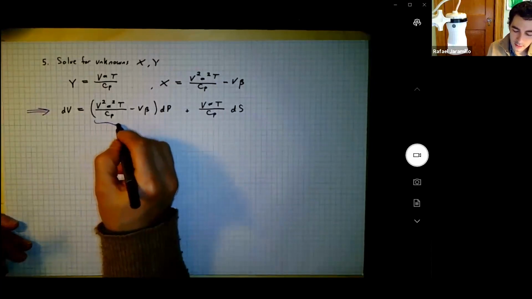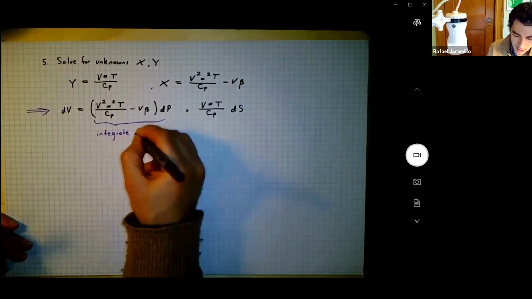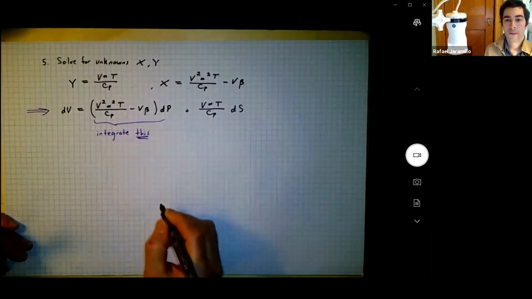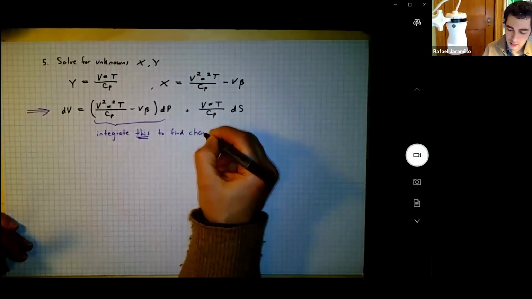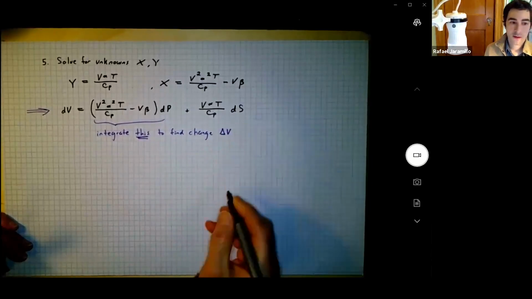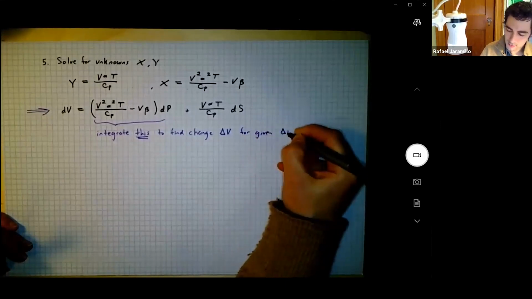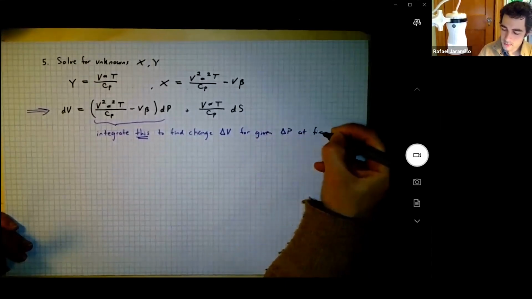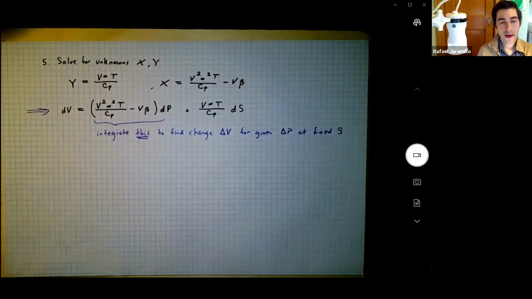We integrate this to find the change delta V for a given delta P at fixed entropy. Again, this is mechanics, right? This will work for you, even if you don't have a physical intuition for every step. This strategy works.